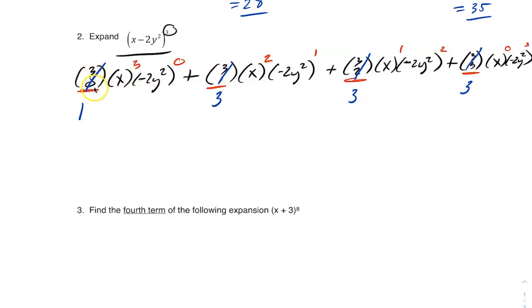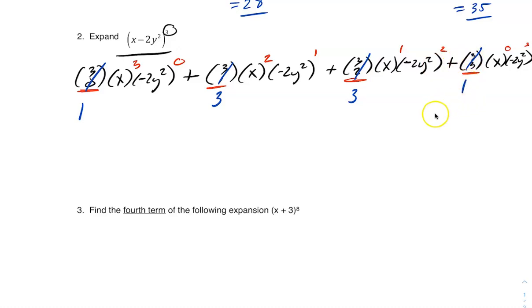Anytime the bottom combination is 0, it's just 1. Anytime the bottom combination is 1, it's the top number. Anytime the difference is 1 between the things, it's the top number. And anytime they're the same, it's 1. Why did I put a 3 there? That is a 1.